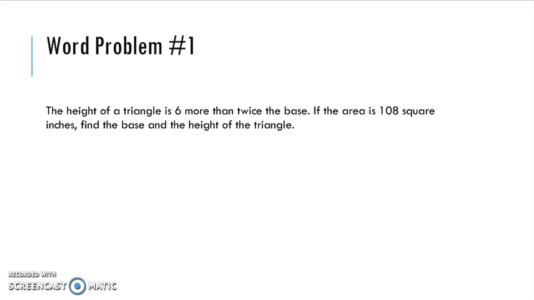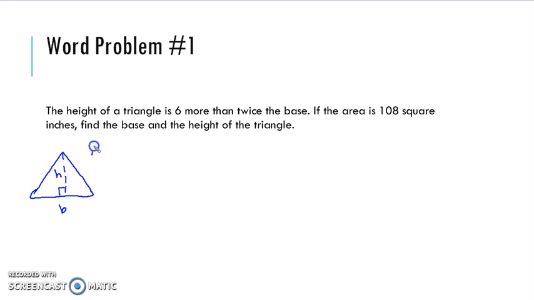We look at different kinds of word problems. Okay, the height of a triangle is 6 more than twice the base. If the area is 108 square inches, find the base and the height of the triangle. So if I've got this triangle, remember your height drops straight down to make that right angle. There's my height, there's my base.